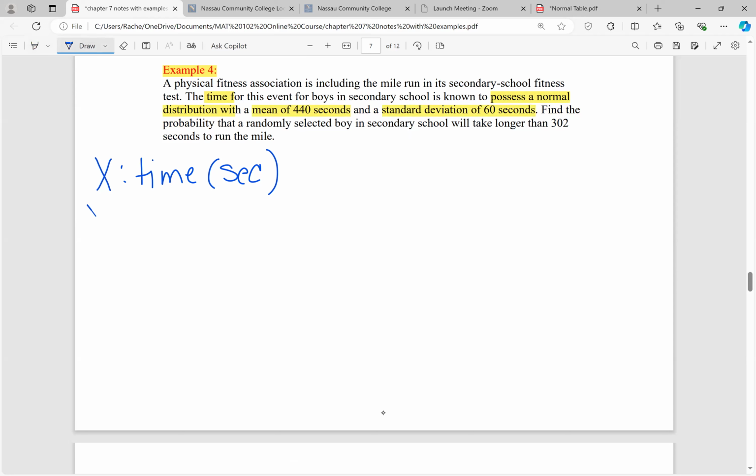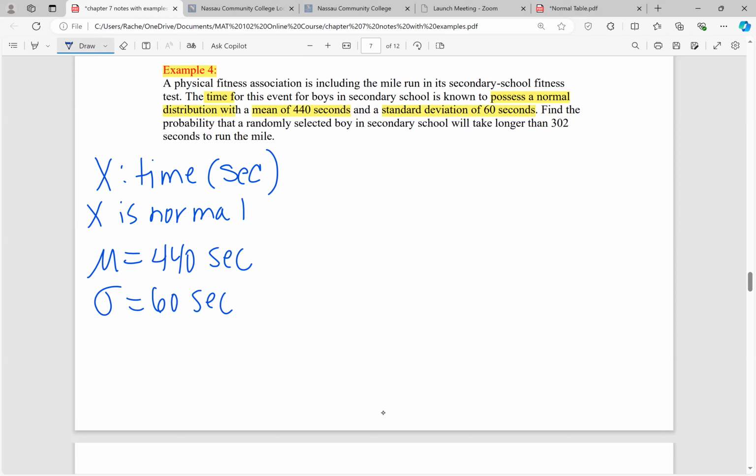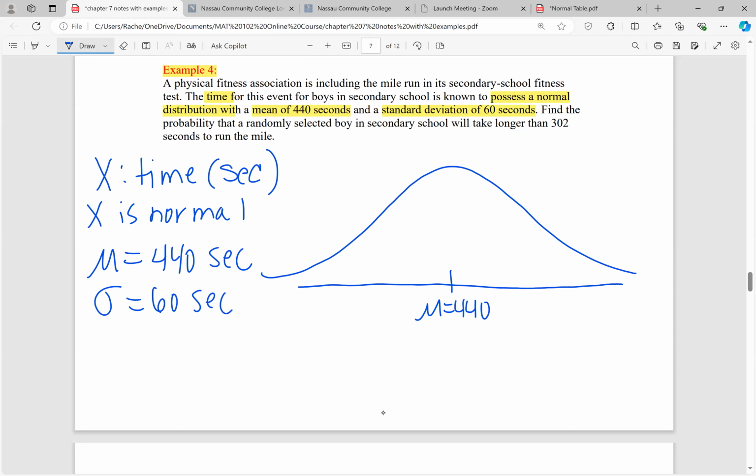So let's write that down. So X is normal. The mean, since we're assuming it's the population, is 440 seconds, and the standard deviation is 60 seconds. And sketch your picture, right? Normal distribution with a mean of 440 in the center. Now let's go to the question. So the question says, find the probability that a randomly selected boy in secondary school will take longer than 302 seconds to run the mile.